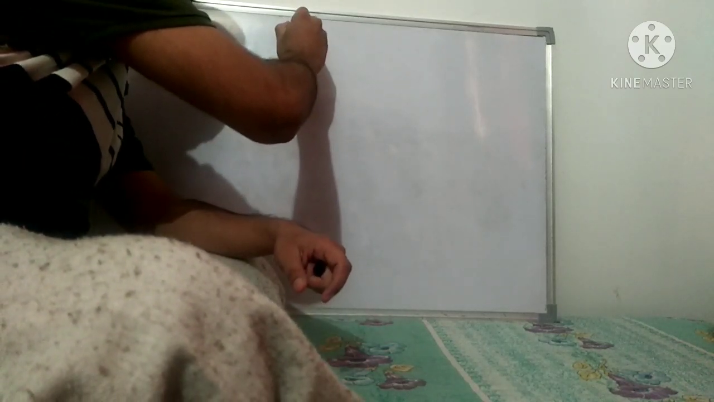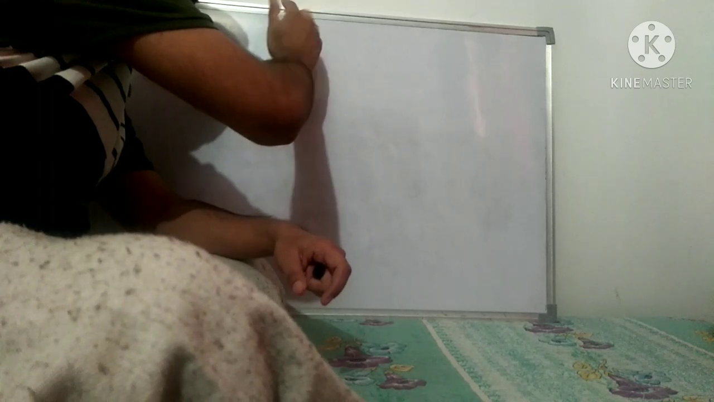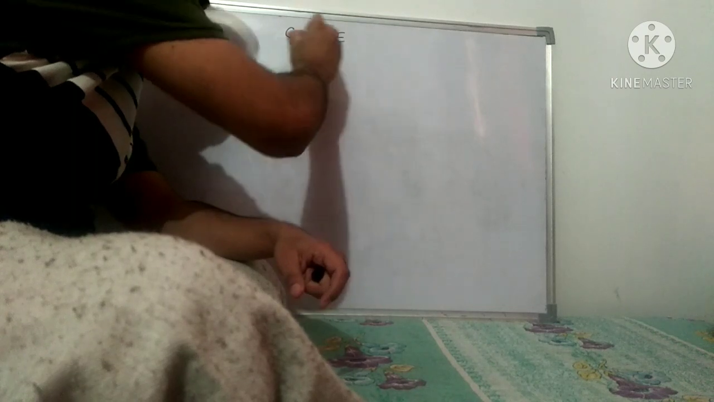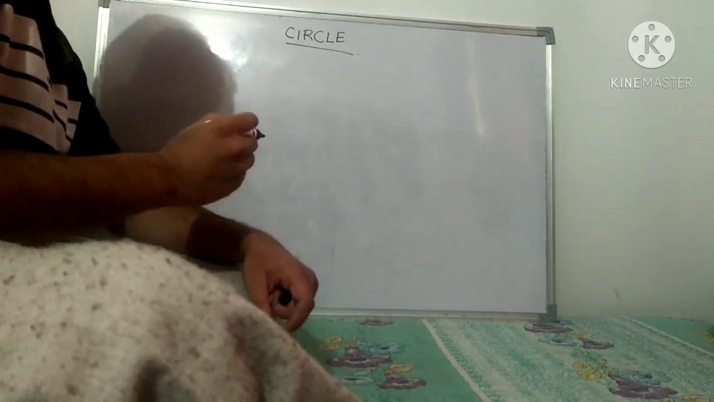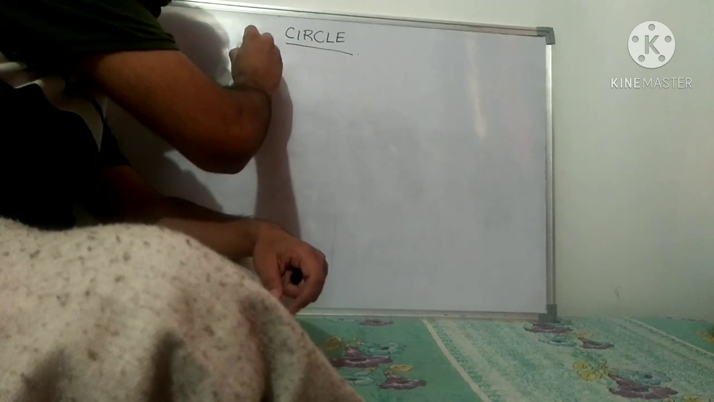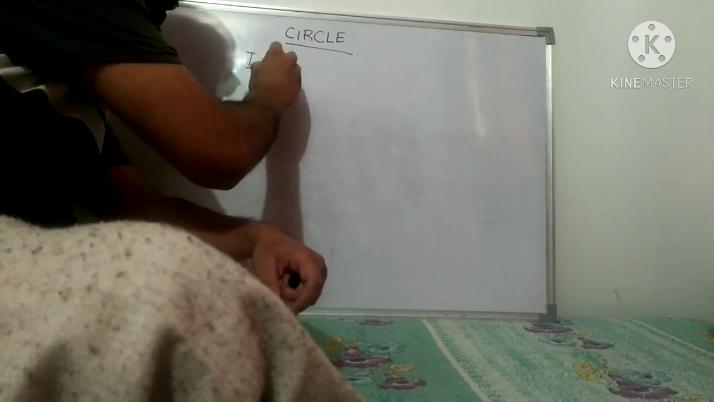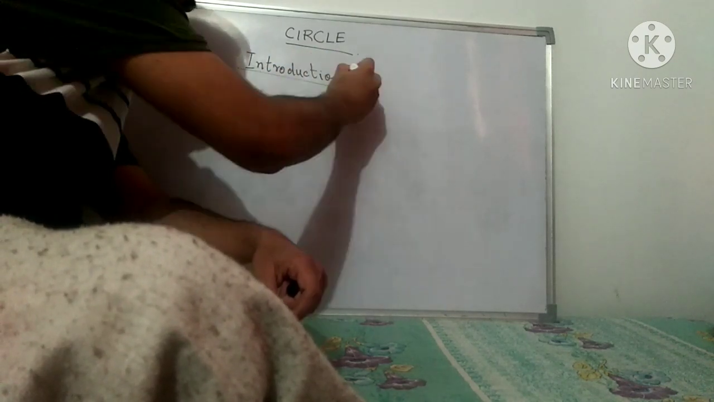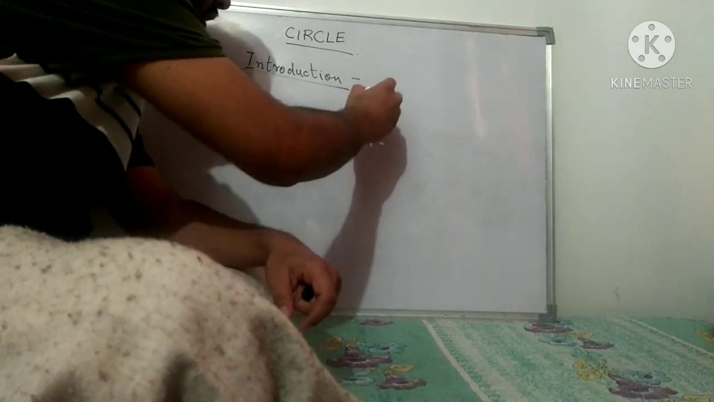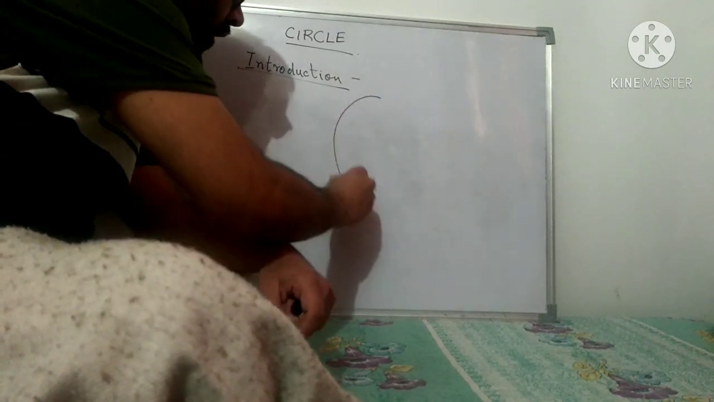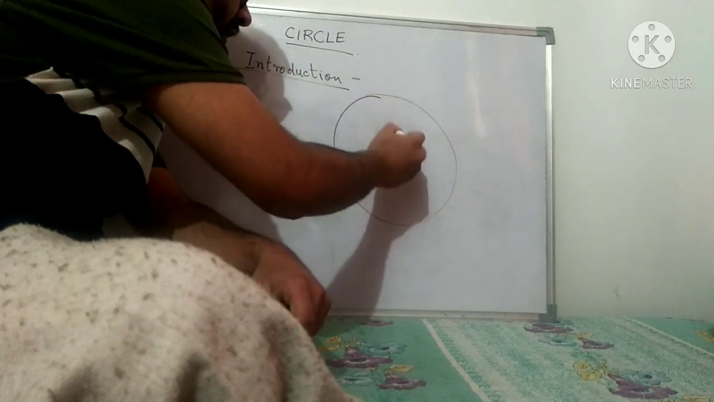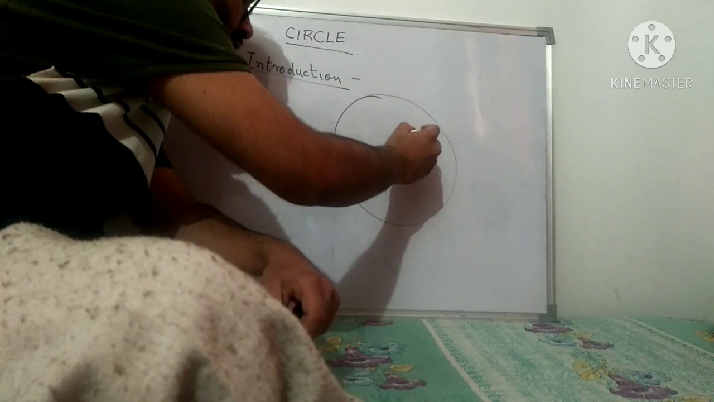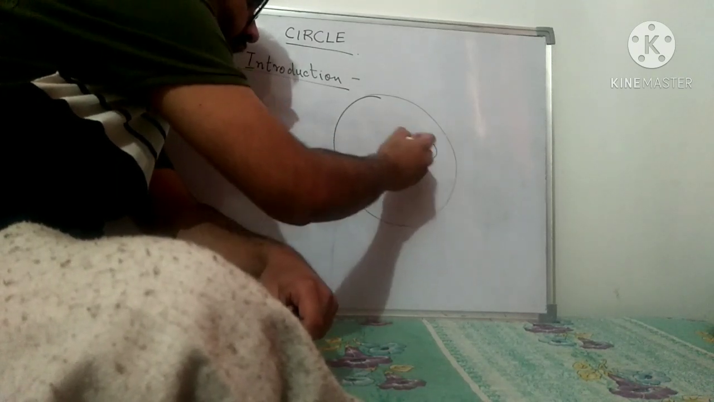I will be taking the topic circles. Okay. So as an introduction, we should first understand what we mean by a circle. A circle is defined as a locus of a point which moves such that its distance from a fixed point always remains constant. That fixed point is called the center of the circle.